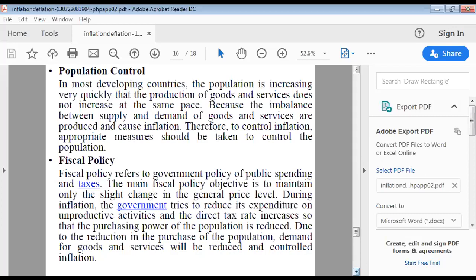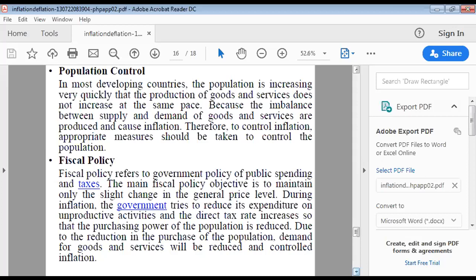But going by the realities of the present world, none of this has happened. So I want to personally, as an authority in my own way, debunk this particular point, that population control cannot be a solution to reducing or correcting the issue of inflation.